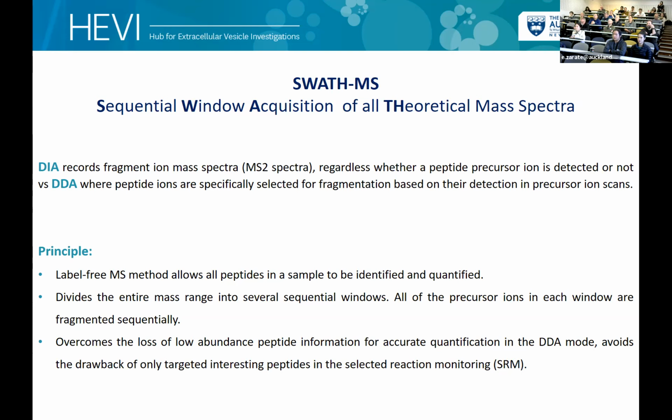So how does the method work? First of all, this is a label-free method that theoretically allows all the peptides in the sample to be identified and quantified. It divides the whole mass range into several sequential windows, and all the precursor ions in each window get fragmented sequentially and quantified, which overcomes the loss of low abundant proteins, again, which happens in data-dependent acquisition. And it also avoids the drawback of only targeting interesting proteins, which usually happens with selected reaction monitoring.